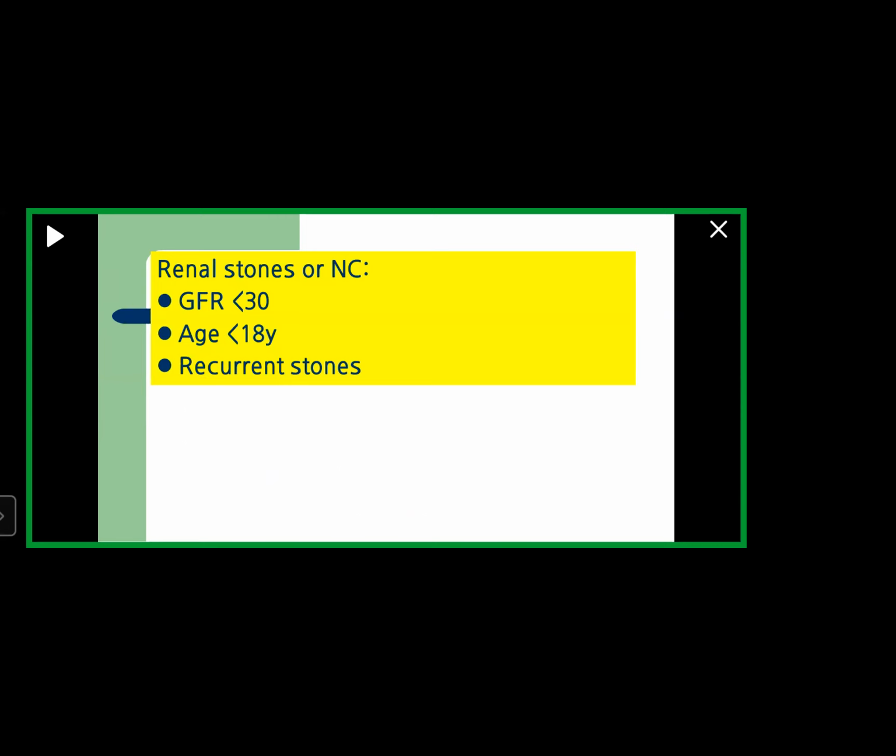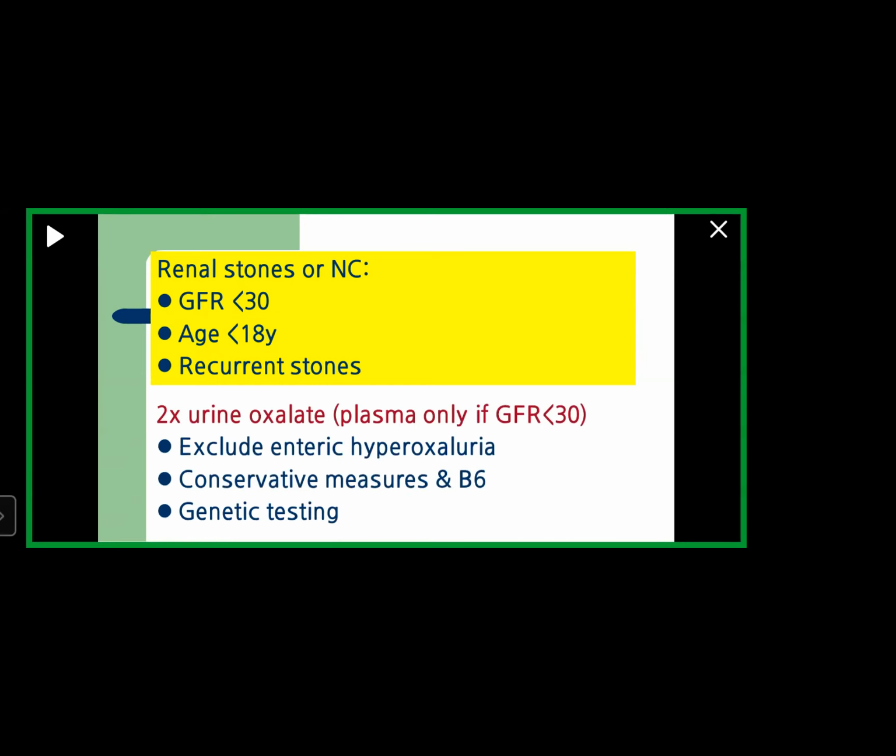So if you have a patient with renal stones or nephrocalcinosis and a GFR below 30, that's CKD4, or an age less than 18 years, regardless of the GFR, or recurrent stones even in an adult, you might consider doing urinary oxalate measurement. Urinary oxalate measurement can be of value when the GFR is above 30. If it's below 30, plasma oxalate can have a role.